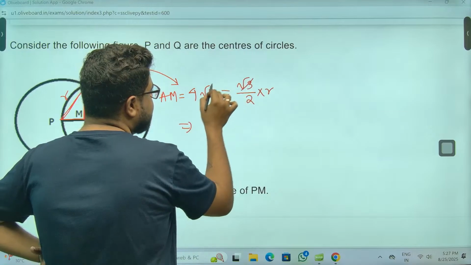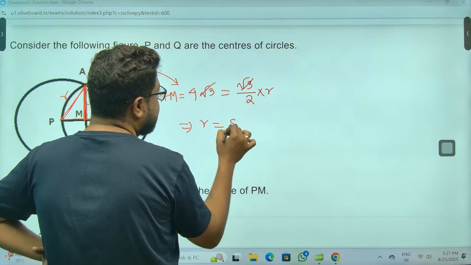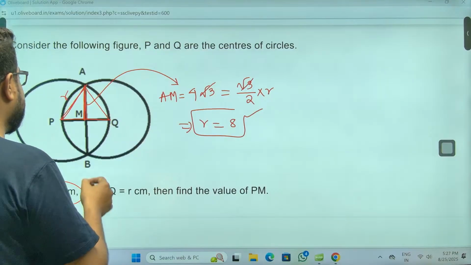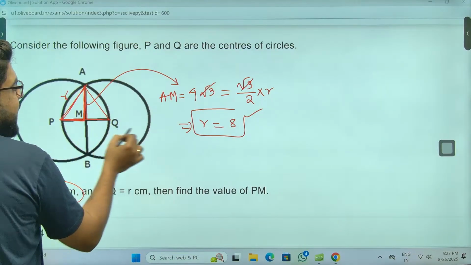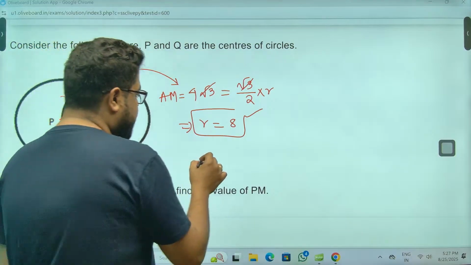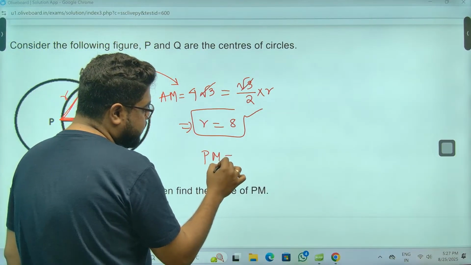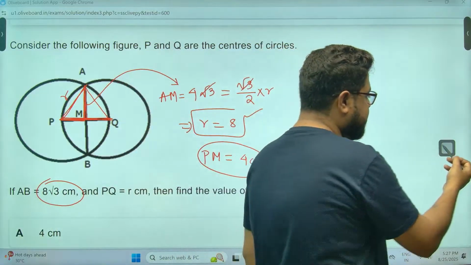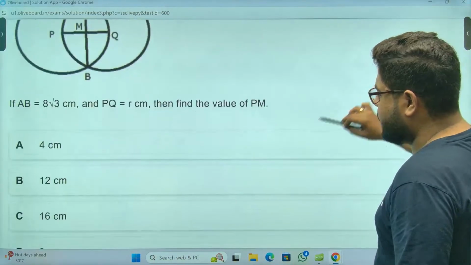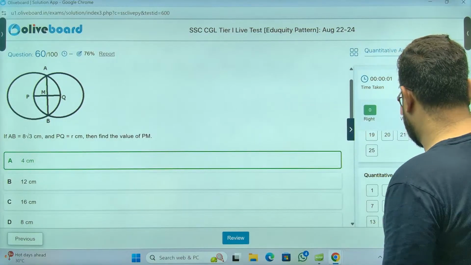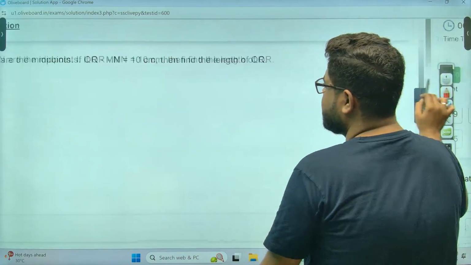Calculate कर लो, sir. Radius is 8. पूछा क्या है, sir? Find the PM. PM will be half of radius, you see, because PQ is the radius. So PM will be, sir, half of radius. So PM will be 4 centimeters, sir. That's your answer. ये देखो option A. Option A is the correct answer. Again, moving on.